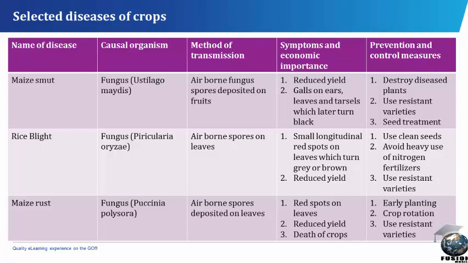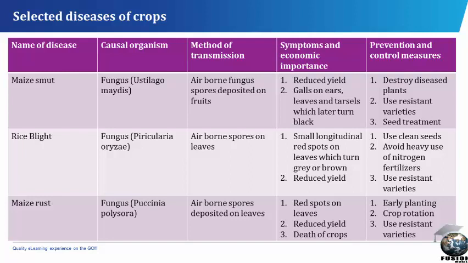Symptoms and economic importance: they reduce yield. Galls on ears, leaves and tassels, which later turn black. Prevention and control measures: destroy diseased plants, use resistant varieties, seed treatment.